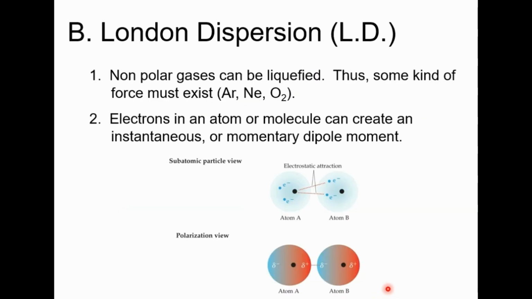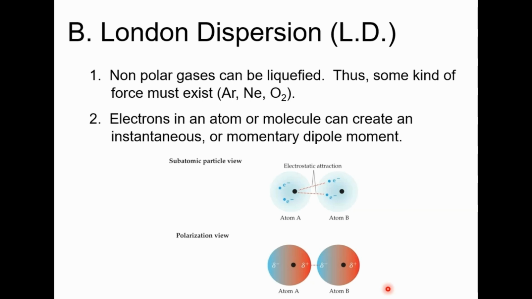So I mentioned on that previous slide that all those compounds had the same nominal molecular weight, 44 to 46. We wanted to do that to kind of hold the London dispersion force constant. Everything has a London dispersion force. It says here nonpolar gases can be liquefied. What that means is there must be some kind of force that exists with nonpolar species. So what's going on?